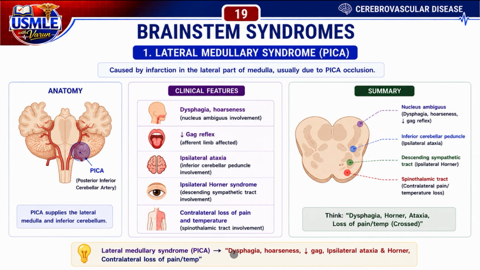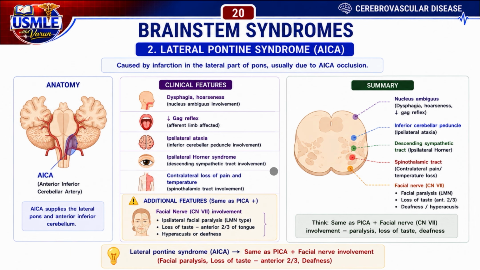So lateral medullary syndrome: dysphagia, hoarseness, reduced gag, ipsilateral ataxia, and Horner syndrome, and also contralateral loss of pain and temperature are usually seen. So this is the pattern that we need to remember about lateral medullary syndrome. Now, coming to the lateral pontine syndrome, usually due to anterior inferior cerebellar artery involvement.